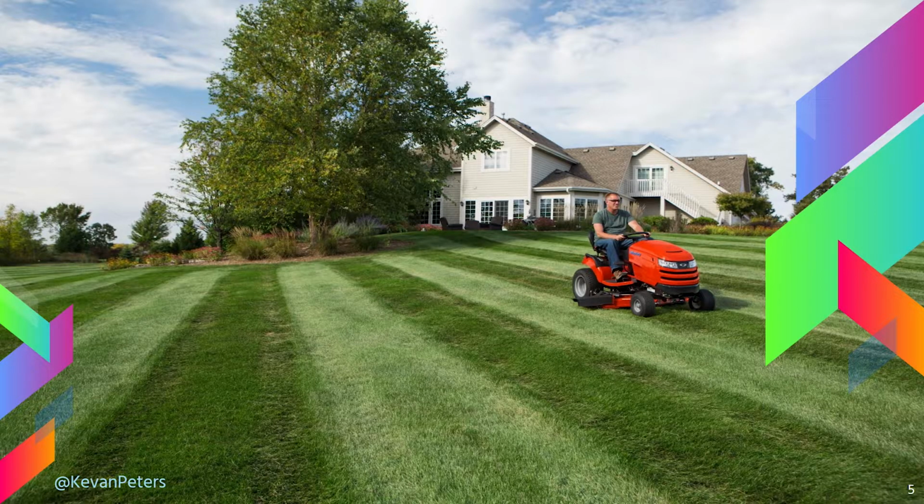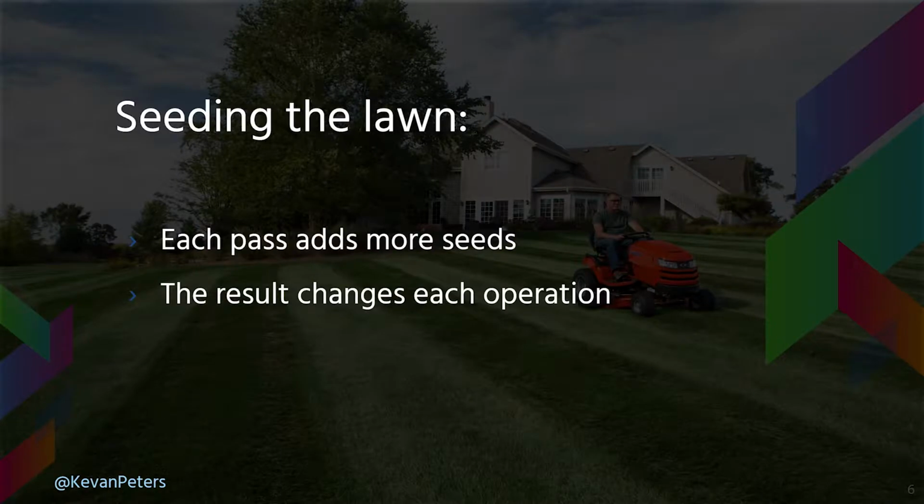Now, you notice a few brown patches and you want to revitalize the lawn. You buy a bag of seeds and you spread 100 of them across your lawn. But what if you repeat this operation? You take 100 more seeds and you spread them around the lawn. You now no longer have 100 seeds in the lawn, but 200. And if you were to do this one more time, you would have 300 seeds. Each pass changes the resulting number of seeds. This operation is not idempotent because each identical pass changes the end result.